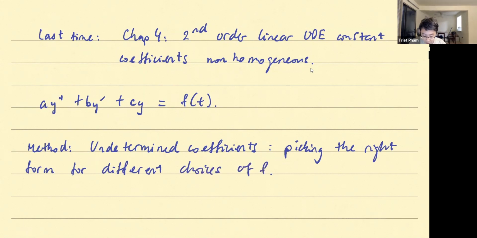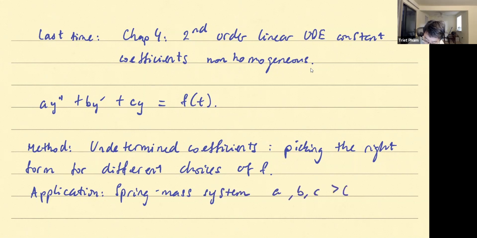And also, of course, we will keep in mind the particular application that we have, which for me is a spring mass system, but there could be others, like an RLC circuit. The spring mass system is a case when we have a, b, c positive. In that case, a is the mass, b is the damping coefficient, and c is k, the spring constant.